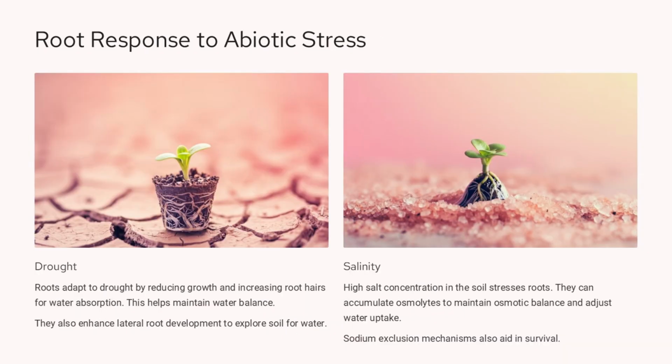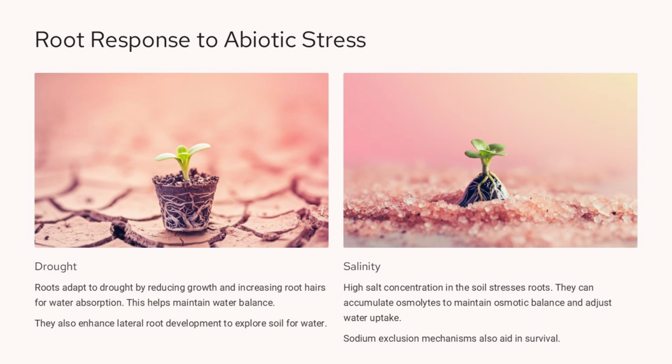Roots play a crucial role in helping plants adapt to abiotic stresses like drought and salinity. Under drought conditions, roots reduce their growth and increase root hair development to enhance water absorption and maintain water balance. Roots also enhance lateral root growth to explore more soil volume and find available water.